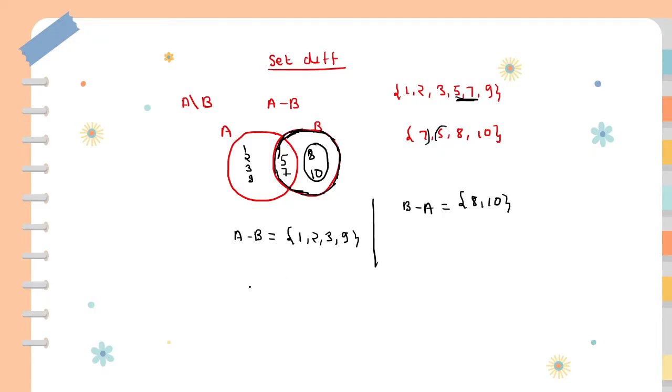So from here we can conclude that a minus b is not equal to b minus a. So basically a minus b is not b minus a. So you have to remember this point also.